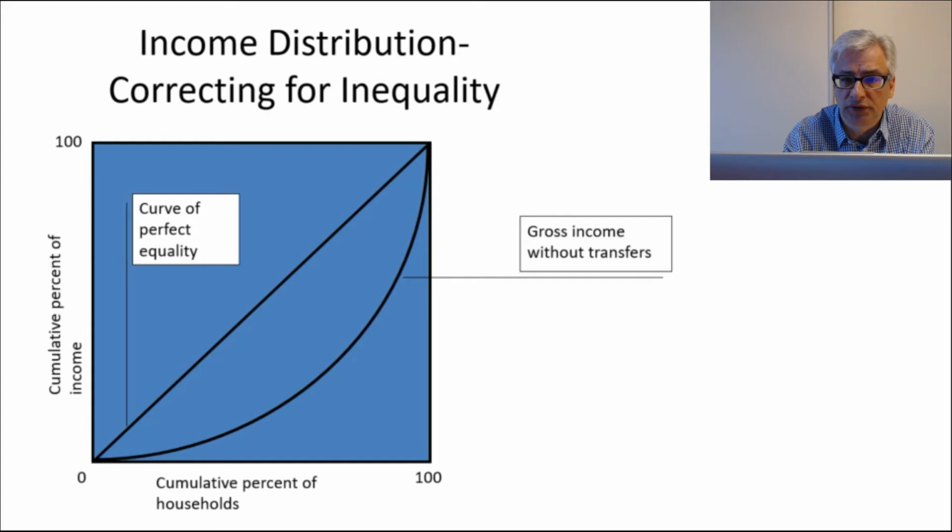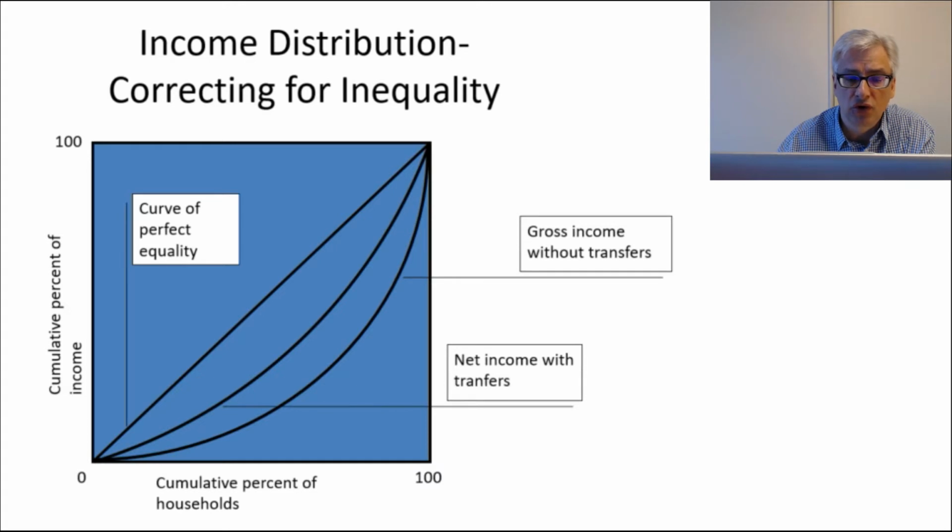Think of transfers, come to that. Transfers are usually made to support poorer people. By transfers, we actually reduce the gap between the poor and the rich even more. If we decrease this gap, well, the new corrected income distribution would be reflected by this new curve, net income with transfers. You can see the area of deviation is much smaller now.